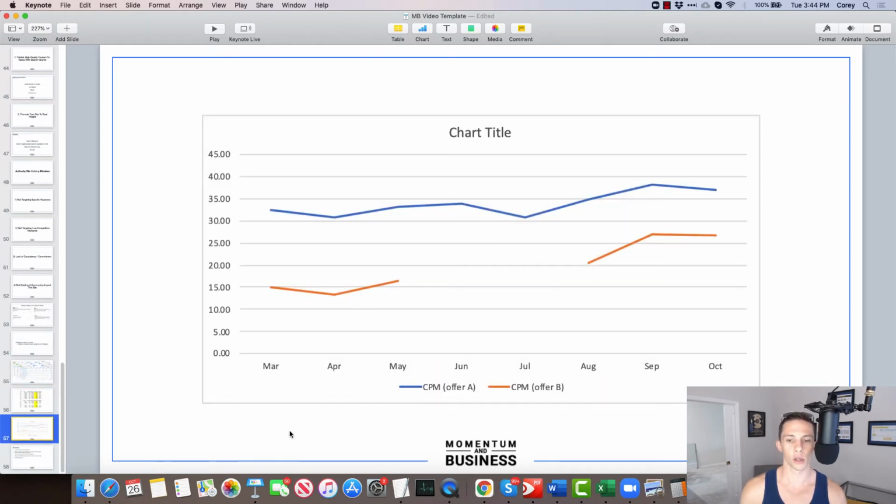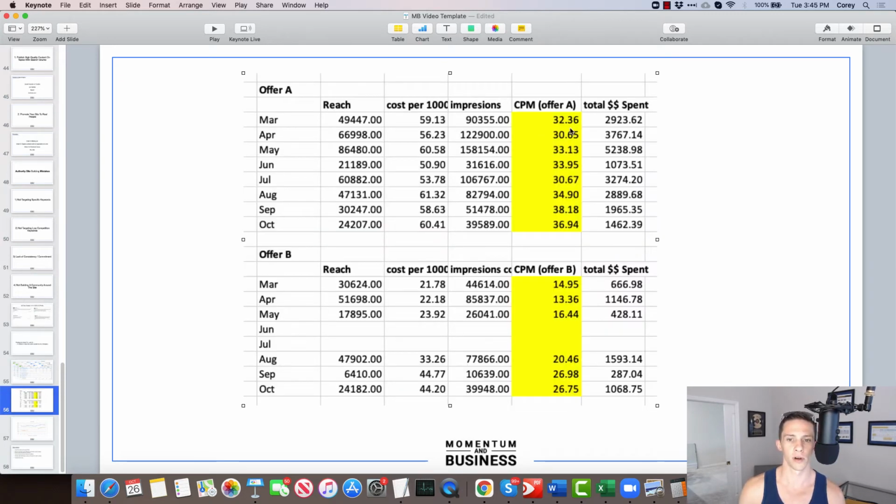So what does it look like in a chart? Well, we can see it right here. All right, offer A up here. It's kind of increasing a little bit. Offer B increases at a steeper rate. If we put this into percentages, you could see from $32 in March to say $36. What is that? That's probably about 15% or so that this one went up. This one nearly went up 100% from the time that it was launched.